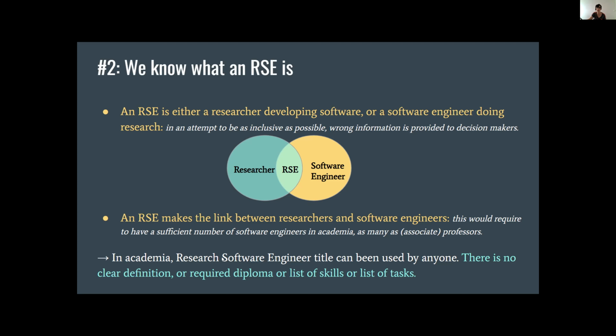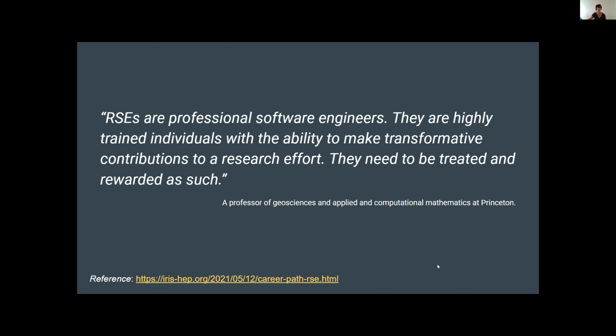So the problem we have identified here is, first, the research software engineer title can be used by anyone, because it covers so many different things that you can use it for anything. So we don't really give a clear definition. And when I say a clear definition, this is not between us, but for people who don't even know what software development is. We don't give a list of required diplomas or a list of skills or a list of tasks they can do. And we should try to correct this, to make it more visible and easier for people who do not understand what software development is.